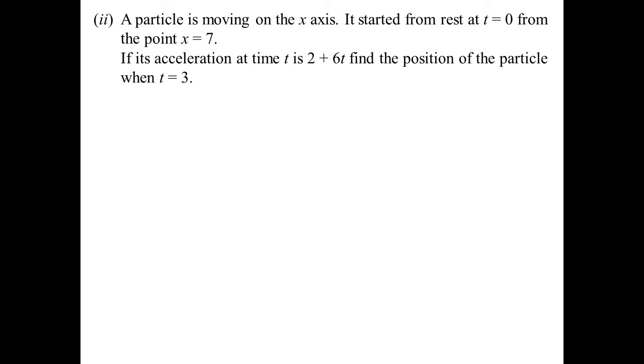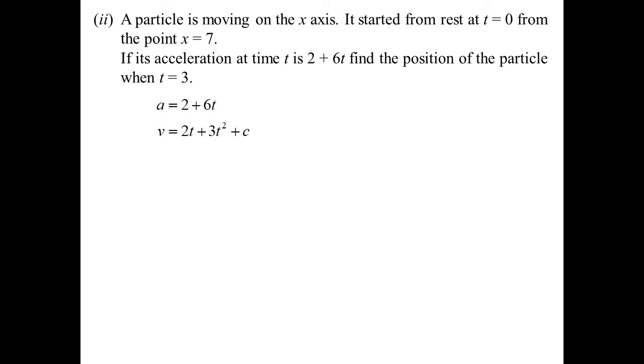Okay. So acceleration, now I'm going back the other way. To get a velocity equation, I'm going to have to integrate. So I get 2t plus 3t squared plus a constant. We want to eventually find the position, so I'm going to have to integrate again. But before I do that, let's go find the value of the constant.